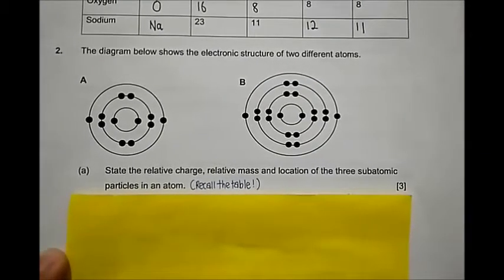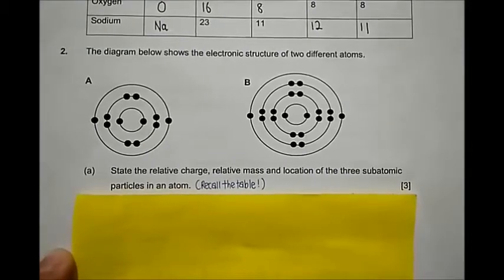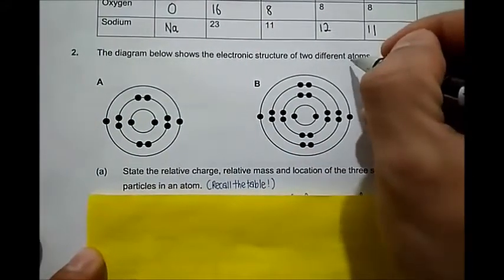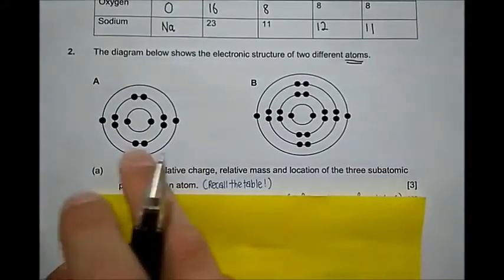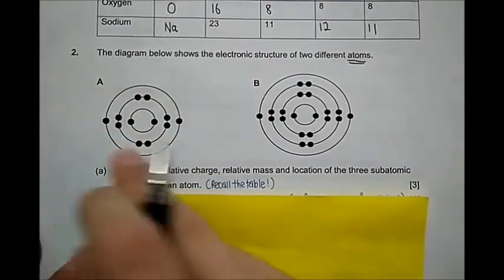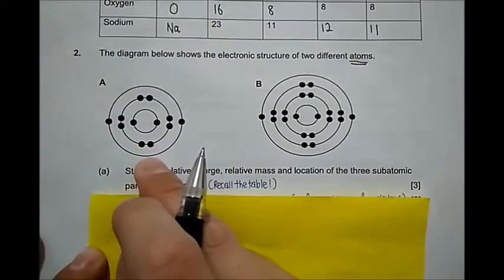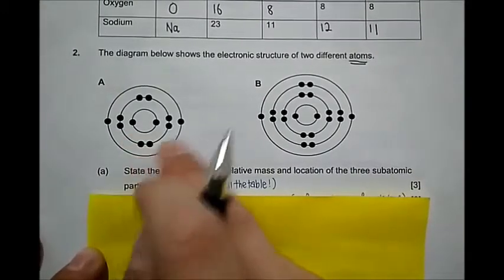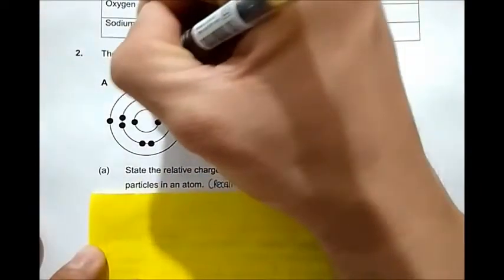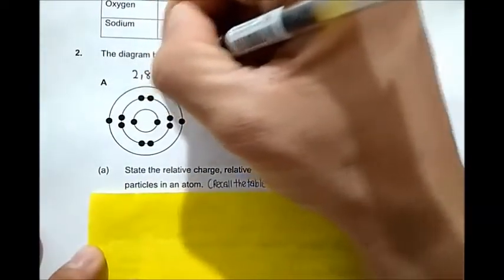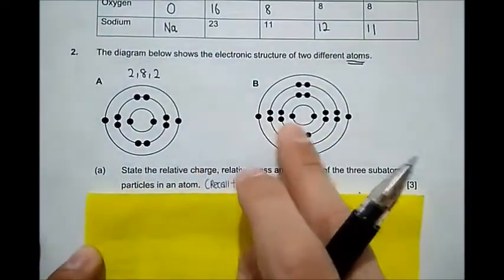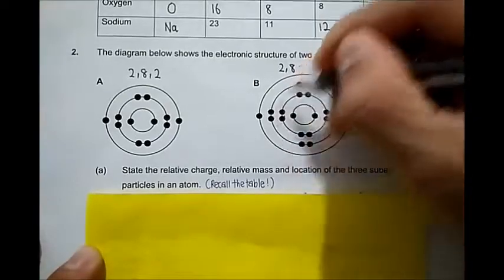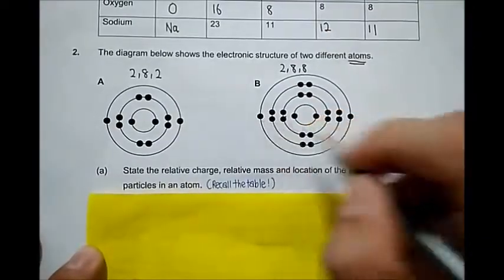Question number 2. The diagram below shows the electronic structure of two different atoms, atom A and atom B. Here, I would highlight this word atom. Next, a good practice, given the electronic structure, would be to write down the electronic configuration, even though the question didn't ask you to do so. So the electronic configuration for atom A will be 2, 8, 2. For B, it will be 2, 8, the shell 8, and the valence shell 2.